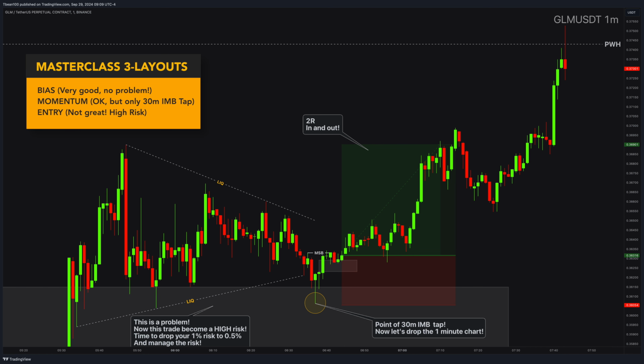Now, if we observe this whole trade, what do we have? Very good bias. This is great. Okay, momentum, just using one momentum imbalance, but very bad, poor entry area. So the 3 layout system is not perfectly aligned in this trade. So what did we do? We just reduced our risk and dynamically managed the risk.